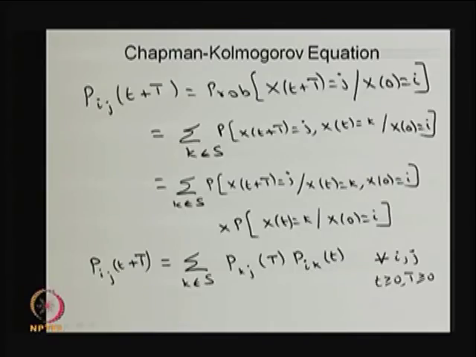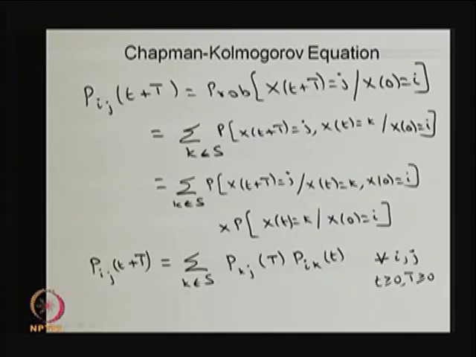So this is valid for all i, j with t greater than or equal to 0 and capital T also greater than or equal to 0. Therefore, the left hand side, the transition probability of the system moving from the state i to j from 0 to t plus capital T, is the same as the summation over k of, I can rewrite it in a different way, i to k in the interval 0 to small t, and k to j instead of small t to small t plus capital T, because of the time homogeneous property I am just making it 0 to capital T. Therefore, this is valid for all values of k in the summation.